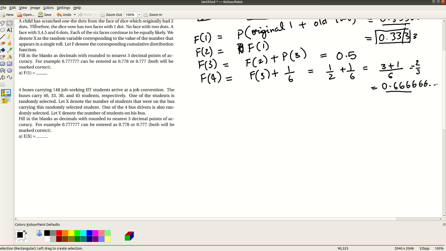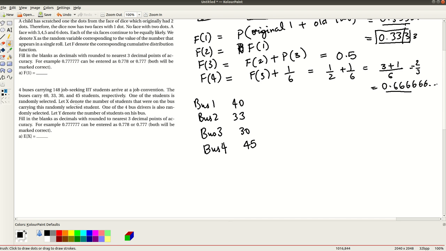Now coming to question number 3. Basically there are 4 buses. Say bus 1 has 40 students, bus 2 has 33 students, bus 3 has 30 students, and bus 4 has 45 students. Now one amongst these 148 students is chosen.